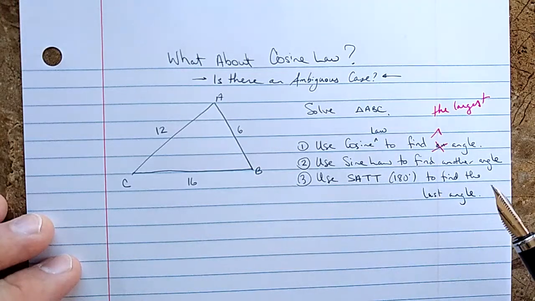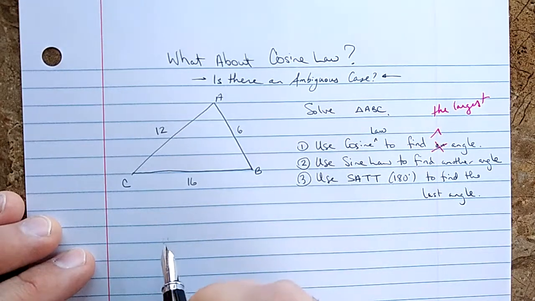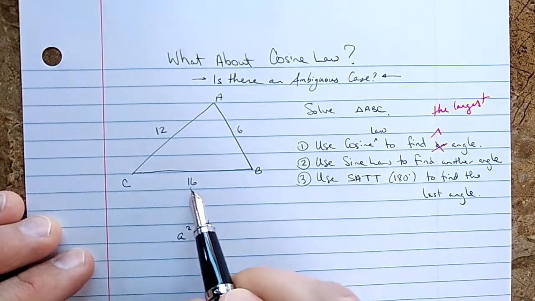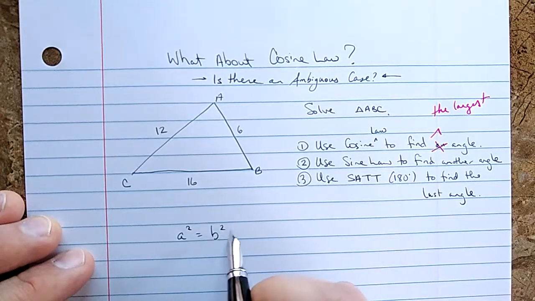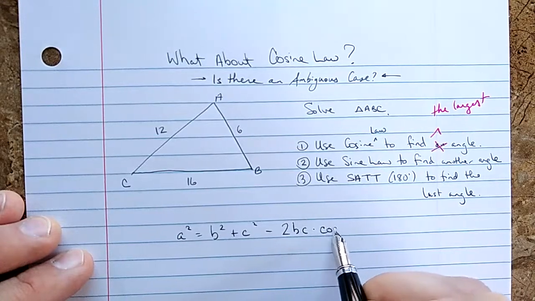So this is the strategy we usually use because it's faster. Okay, let's go ahead and use the cosine law to find the largest angle. So angle A is the one we're going to find. I set up the cosine law like this. A squared, that's side length 16, is b squared plus c squared minus 2bc times the cosine of A.